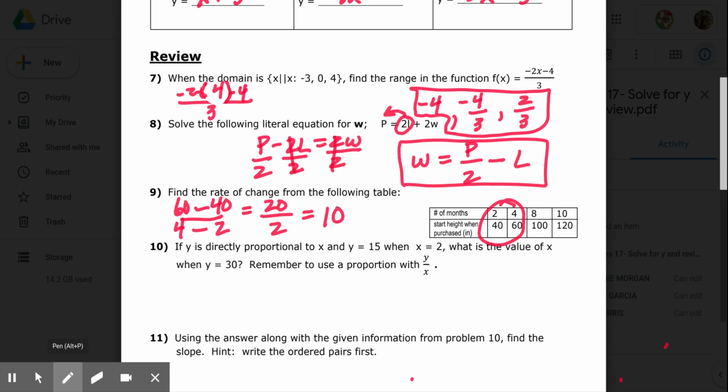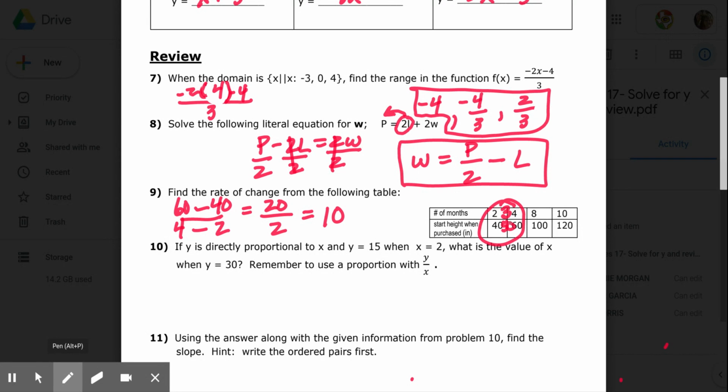So the tree basically grew 10 inches per month. And if you can see, right here, if I put a 3 right there, and then I added 10, I would get a 50 right here. So at 2 months, it's 40. At 3 months, it's 50. At 4 months, it's 60. And some of you could probably have figured that out even without using the slope formula.